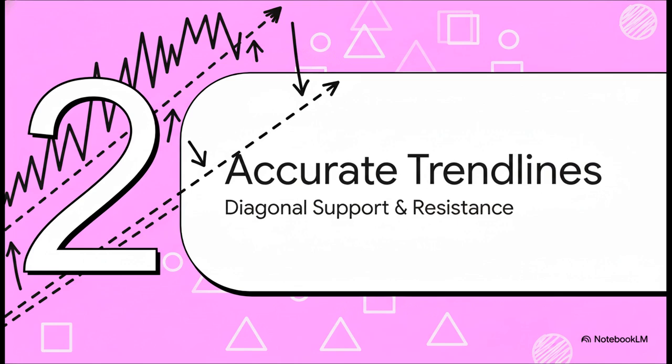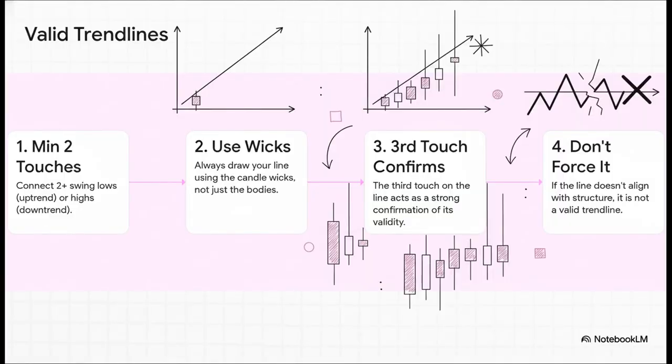So once we can see the structure, we need a way to visualize it. And that brings us to one of the most popular, and let's be honest, one of the most misused tools in all of trading, the trend line. Right, so here's the deal. A trend line has to be objective. It's not a piece of art you get to interpret.